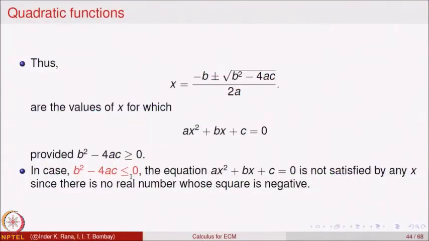So, let us look at the case when it is negative. When b square minus 4ac is negative, this is a real number which is negative, it will not have any square root. So, no real root exists for this quadratic. Actually, roots exist as complex numbers, but for our considerations we are looking at only the real roots.